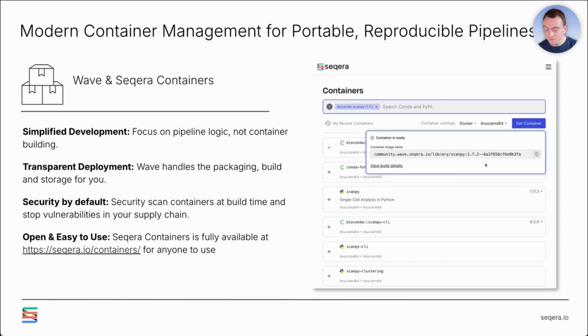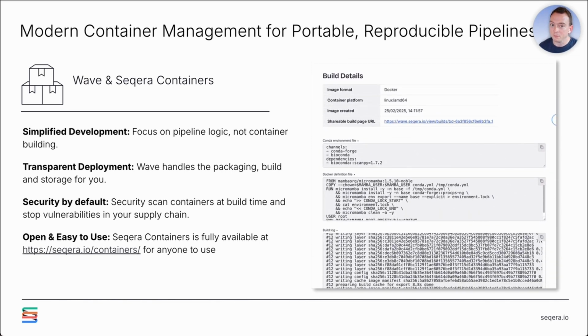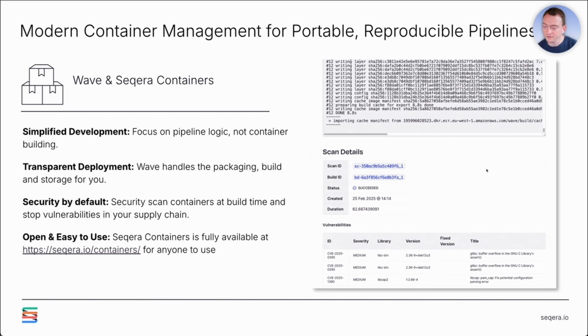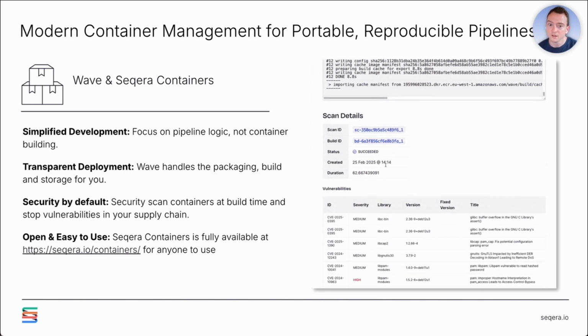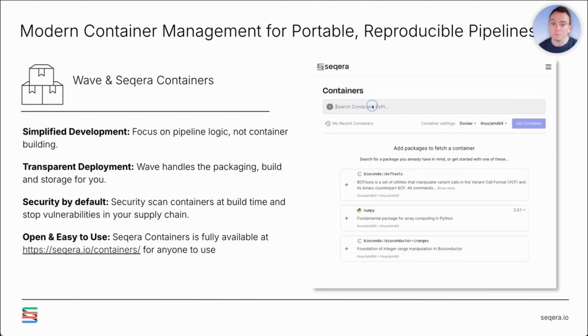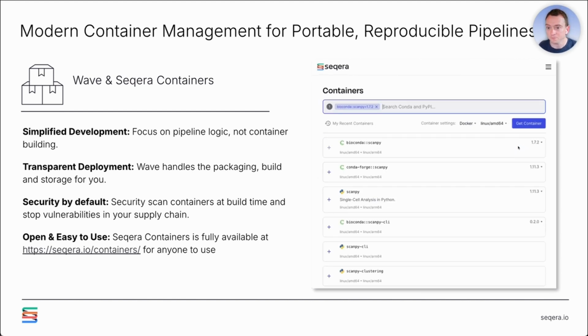But even that might be a bit much, and so we wrapped Wave into a public service called Seqera Containers. So you just visit the site, select the software packages you need via conda or pip, and Wave will just build a container and publish it to a public registry, complete with a security scan, ready to be used. It's just making the barrier to using containers lower for every user.